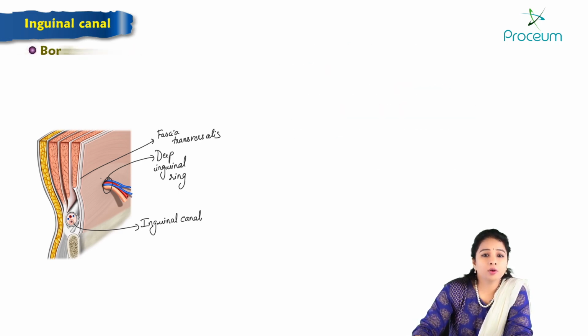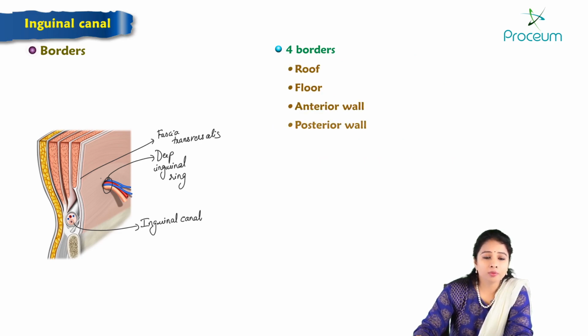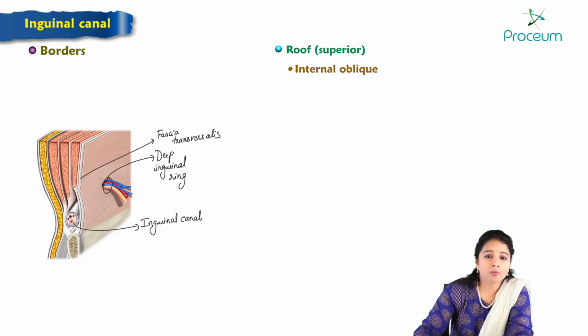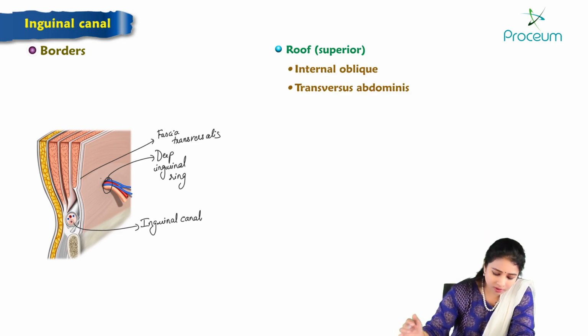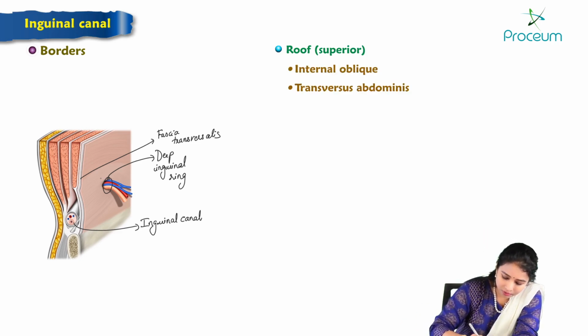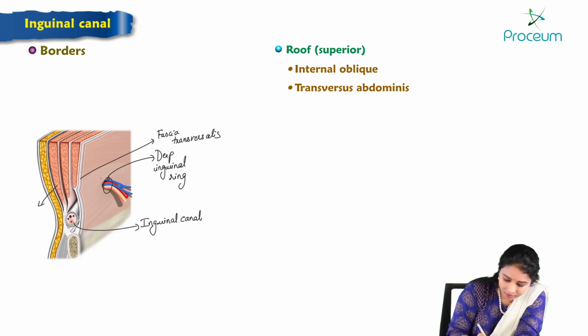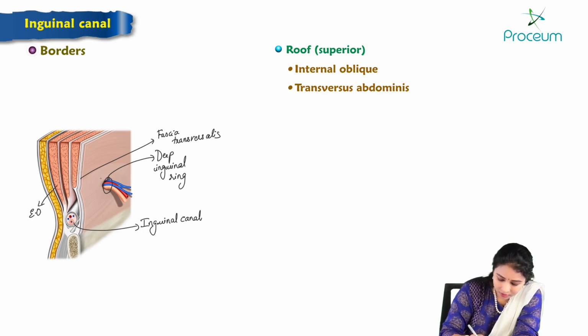Let's see the boundaries of the inguinal canal. The inguinal canal has 4 boundaries: the roof, floor, anterior wall and posterior wall. The roof is formed by internal oblique and transversus abdominis muscle. So the roof is here. This is the external oblique muscle, which continues as the inguinal ligament, forming the anterior wall and floor.